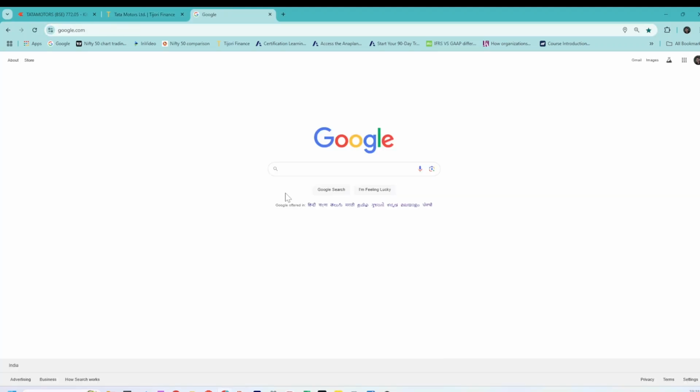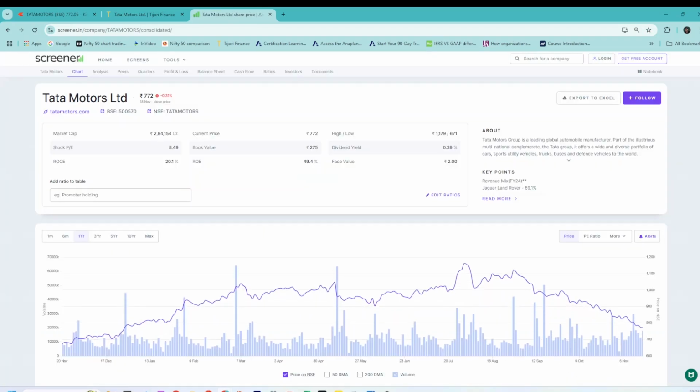First, let me open the Screener website, and here we will pull out the Tata Motors details. As you know, Tata Motors doesn't need any introduction. It's a leading company in India in the automobile sector. Deals in both passenger and commercial vehicles.